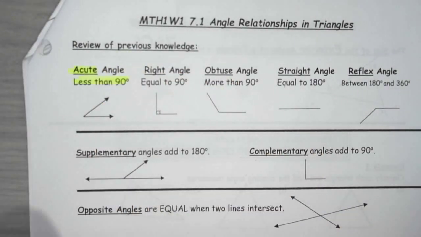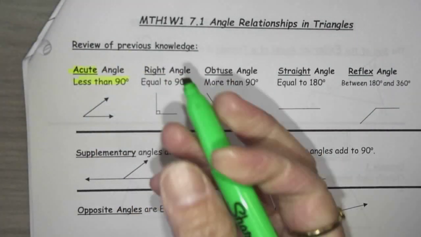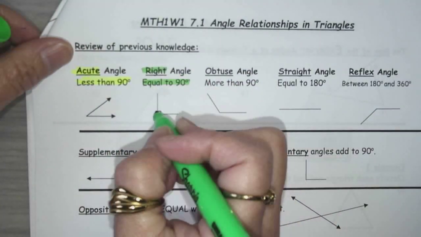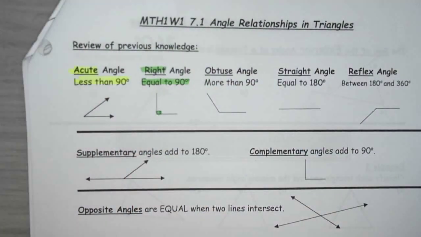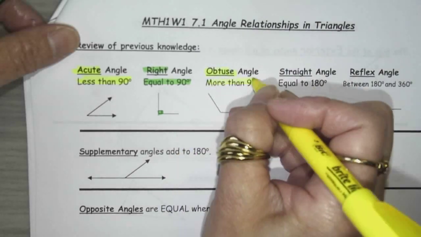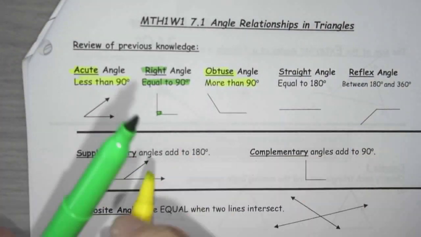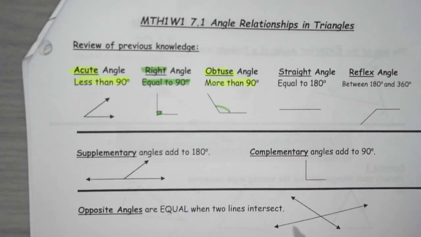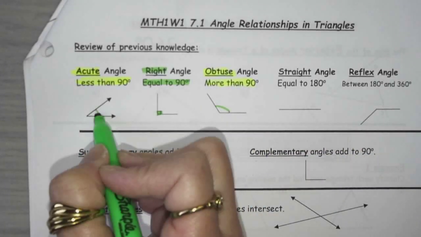A right angle is equal to 90 for sure, and the symbol is that little square box in the corner. An obtuse angle is more than 90. An obtuse angle, so you can see how big this is. It's more than 90. This angle right here, more than 90. This angle here is acute.